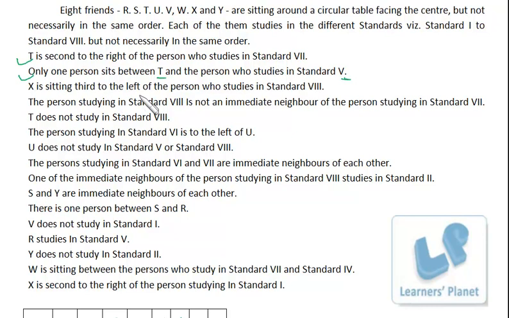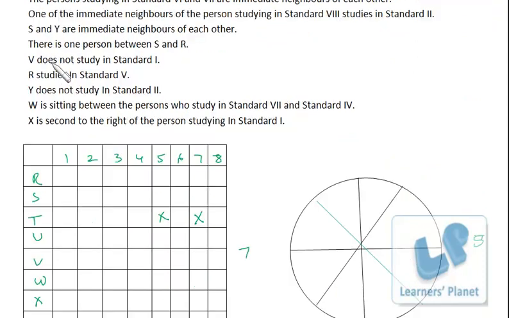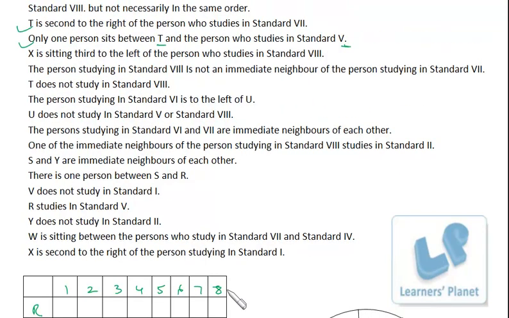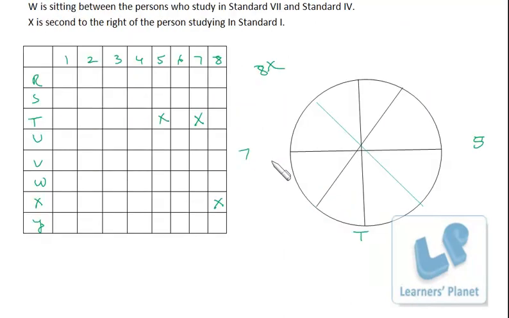X is sitting third to the left of the person who studies in standard 8. That means X is not in standard 8, the first thing. Remaining we'll see afterwards. The person studying in standard 8 is not an immediate neighbor of the person studying in standard 7. 8 and 7, they are not immediate neighbors. So 8 is neither at this position nor at this position.